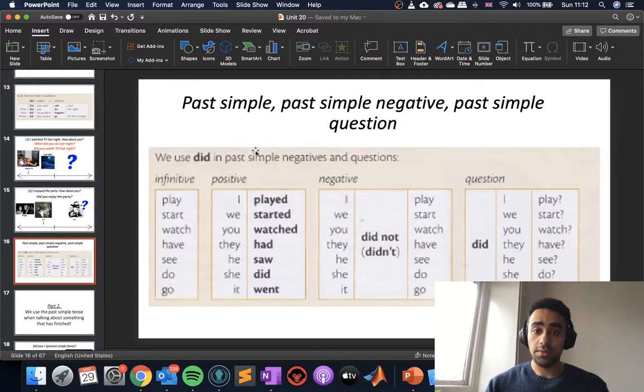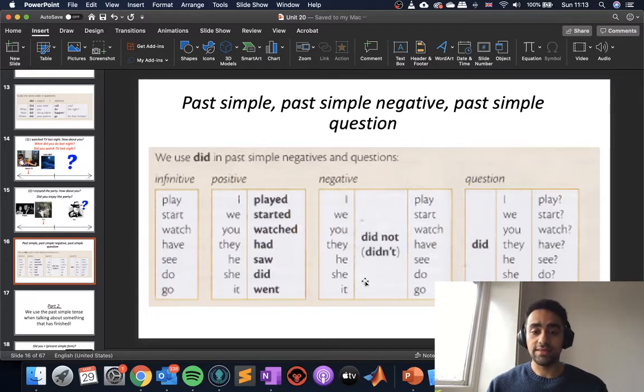Okay, so just a quick overview. In the positive when we use past simple, we have a subject plus the past simple version of the verb. So I played, started, watched. These are regular verbs. We just add ed at the end. Then we have past simple of irregular verbs. Have becomes had, see becomes saw, do becomes did, and go becomes went.